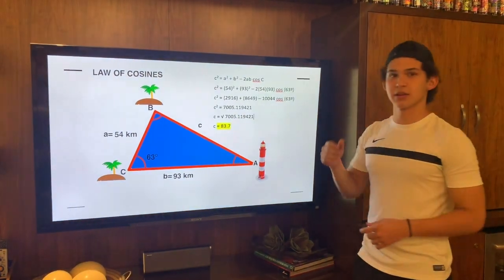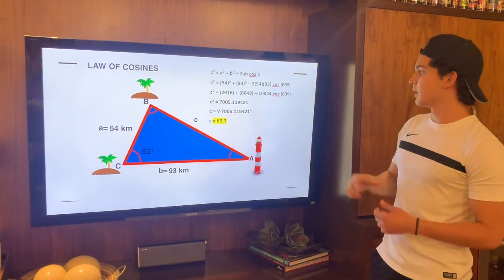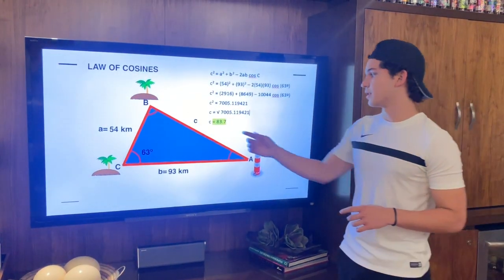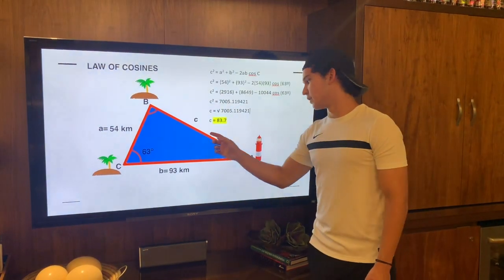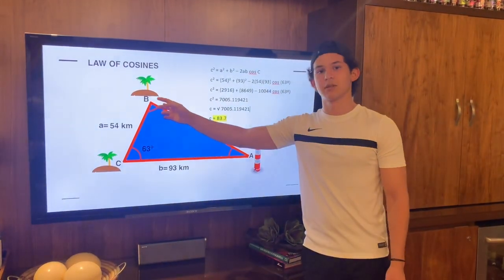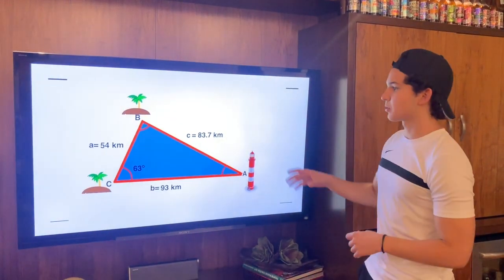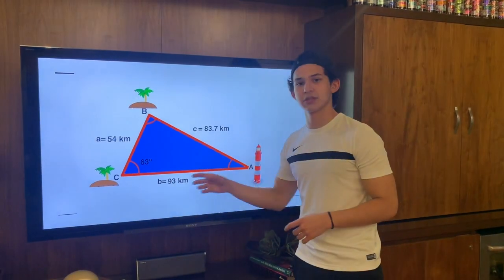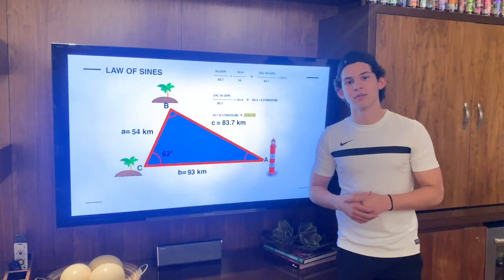Multiplying everything, adding and subtracting, we get 7,005.119421. c equals 83.7. This is our side c, that is from the lighthouse to island B. Here we can see that our triangle already has all the sides completed. Now we're going to find angle B and angle A.